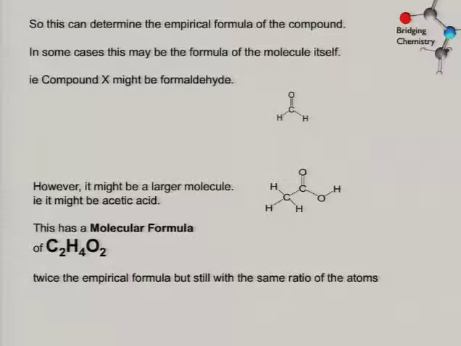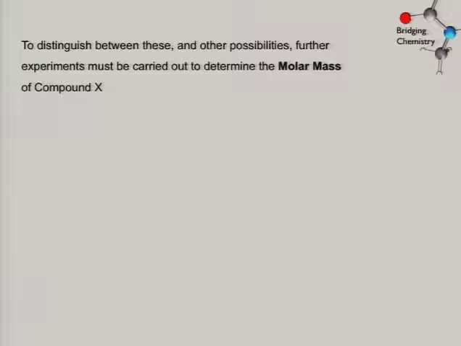And you couldn't tell. I mean, in theory, you could taste the three and then you might be able to get an idea, but that normally is a bad idea. But it could be any of those compounds, and they would still have that same mass percentage data. So you need other techniques. To distinguish between these and other possibilities, you have to do more experiments.